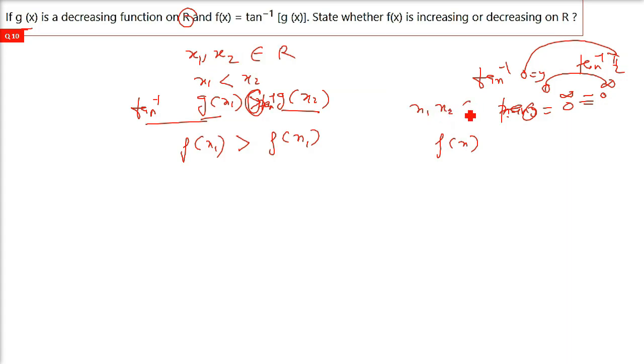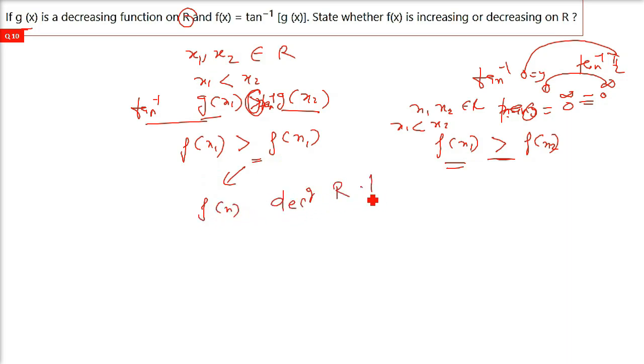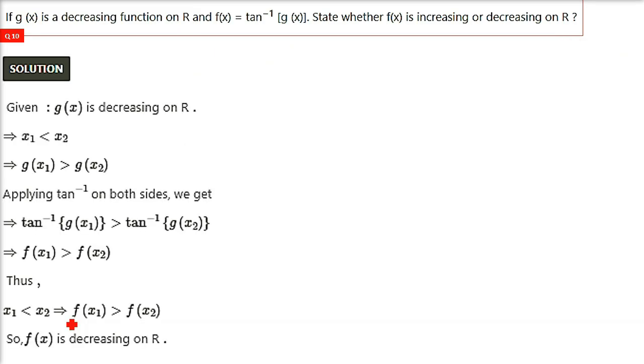So we have x1 and x2, as I said, and f(x1) we got greater than f(x2). So if x1 is less than x2 and f(x1) is greater than f(x2), that means this is actually a decreasing function. It is not following the trend of x1, x2. It is against the trend. This is again a straightforward question. If you know the property of tan inverse, I don't think there will be any trouble solving this question. This is how you're going to write it, because writing is very important.